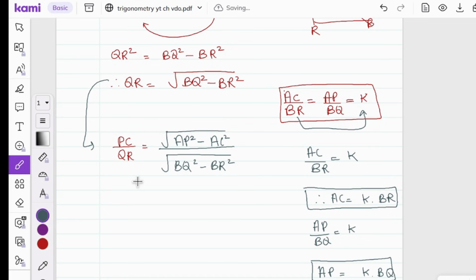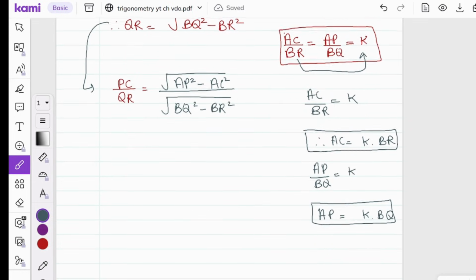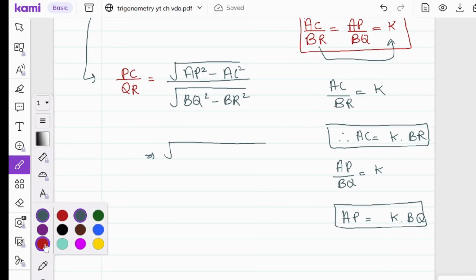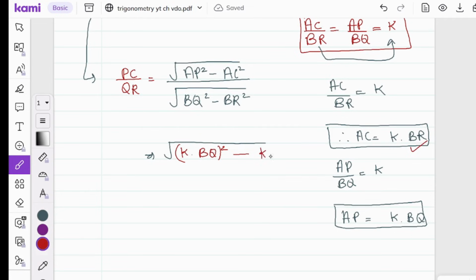Then now what we will do? We have to substitute this AP, AC, BQ, BR in our equation, right? We already found the values for AP and AC. Here, root of, let me write it here, AP equal to K into BQ, K into BQ the whole square minus AC, K into BR the whole square, right? This much we got.